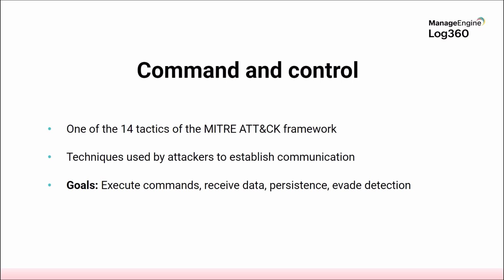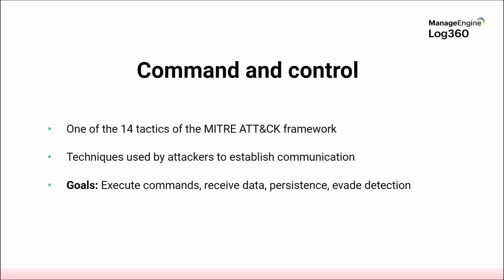This framework provides information such as how an attacker enters a network, what steps they take to persist in the network undetected, and how they escalate privileges to carry out their attacks. Command and Control, or C2, is one of the 14 tactics listed in the MITRE ATT&CK framework.